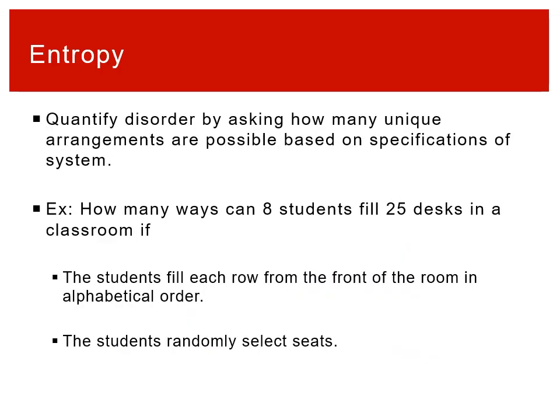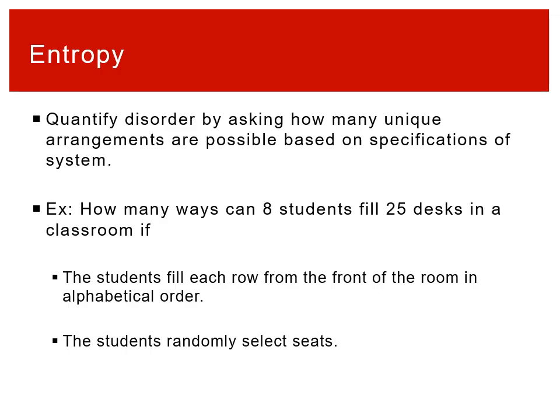One of the ways that we can go about quantifying disorder, assigning a number, is thinking about the number of unique arrangements that are possible for a system or for some sort of group of objects based on specifications as to how you make that system. So you can quantify the entropy of anything. So let's think about the ways that we could put 8 students in 25 desks. So we're going to put students in a classroom. And when we talk about the entropy of it, then it would be what is the disorder of those arrangements?